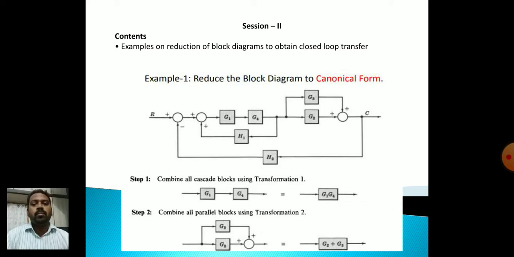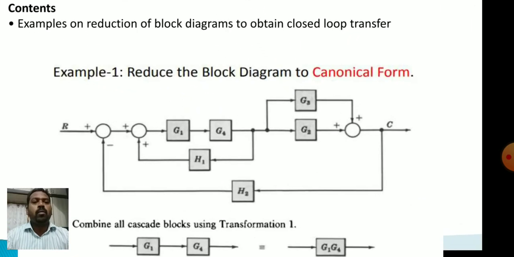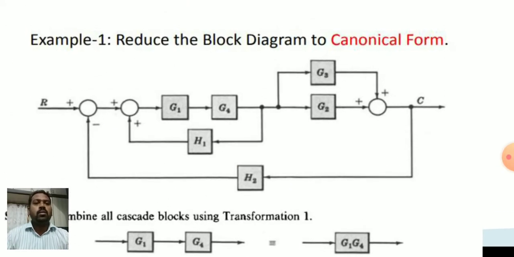So example number 1, reduce the block diagram into canonical form, nothing but simple form. The block diagram is given here, input is R, output is C. You just move from left to right side, forward path. Two summing points are there, one after another. Then blocks are there, two blocks, G2 and G3. There is one takeoff point to the summing point, another takeoff point to the next summing point. In between one block is G2, that is forward path G3.